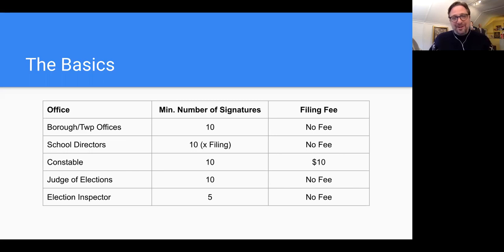Fill one nominating petition sheet with 25 signatures and submit that petition. For the election inspector, you only need to get 5 signatures in order to have your name on the ballot. And again, there is no filing fee. Like many of the municipal offices throughout Erie County, a lot of times these go uncontested. And so if you can go through the process to get your name on the ballot, there is a high likelihood that you may be the next judge of elections or election inspector in your precinct.